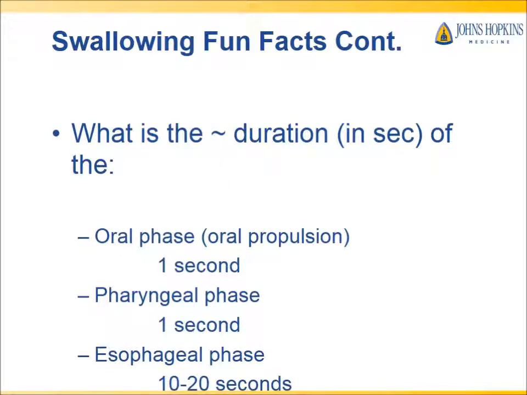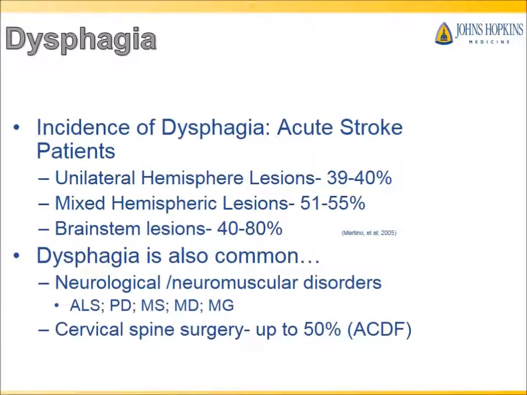What is the duration in seconds of the oral phase, the pharyngeal phase, and the esophageal phase? The duration of the oral phase is about 1 second. The duration of the pharyngeal phase is also about 1 second, and the duration of the esophageal phase is 10 to 20 seconds. The incidence of dysphagia varies based on the patient's diagnosis.